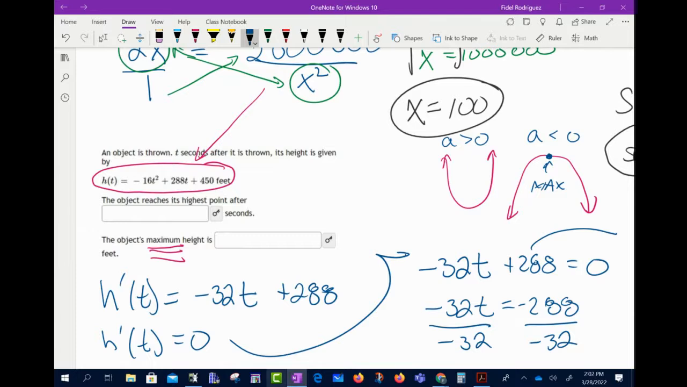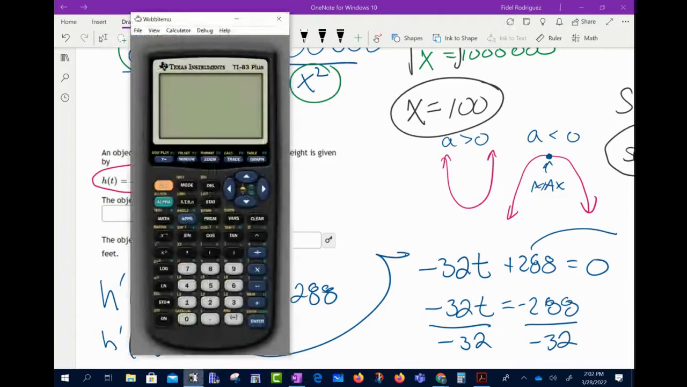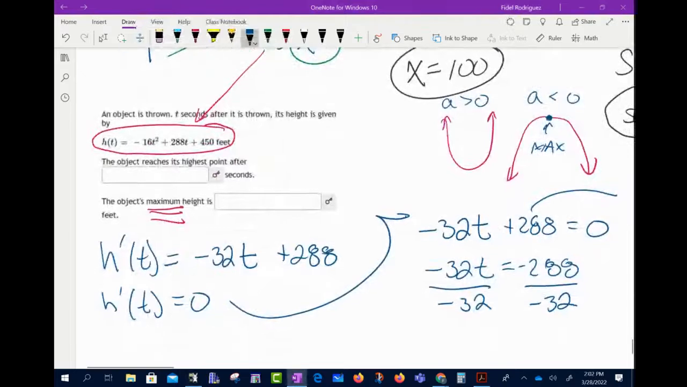Because it doesn't matter which one I move. You're solving an equation. What term you get on one side or the other, it doesn't matter. 288 divided by 32, 9? Very good. Thank you, Steve. So we come up with t equals 9. Okay, that is the t value. That's the time when we're going to hit that maximum height.